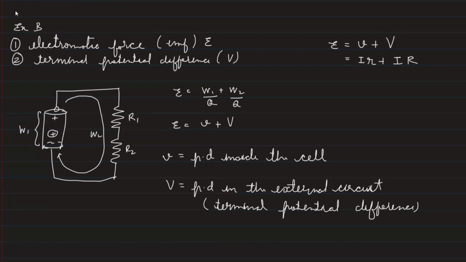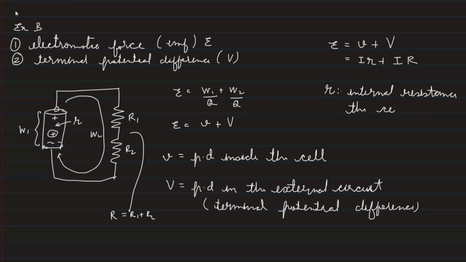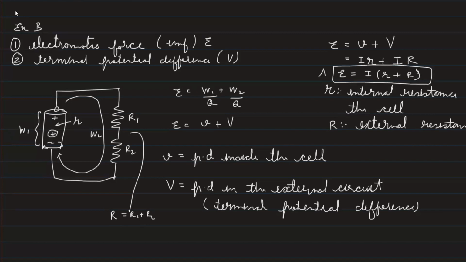If this is R1, R2, then the big R, the resistance in the external circuit, is R1 plus R2. What is the small r? Small r is the resistance offered by the cell, called the internal resistance of the cell. And big R is called the external resistance, or the resistance offered in the circuit. So I can take I out and I will have small r plus big R. This is an important formula which will be used in numericals.